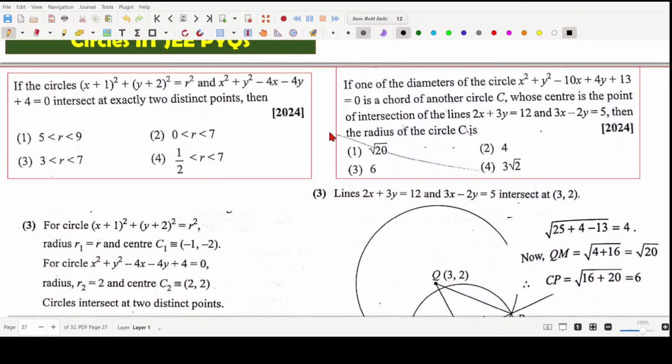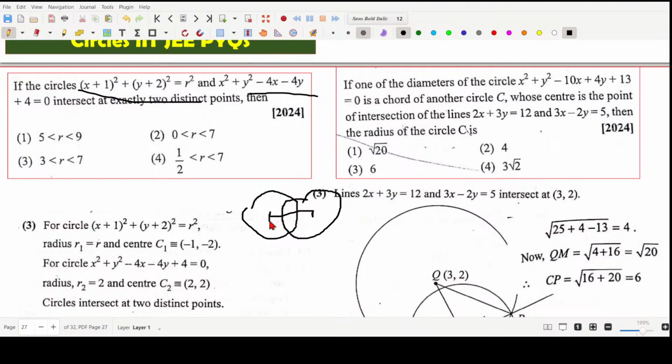Okay, see this? There are two circles. This is a circle, this is another circle. They intersect at exactly two distinct points. So what does this mean? These circles are something like this, right? So what should be the distance between their centers and the sum of the radii?